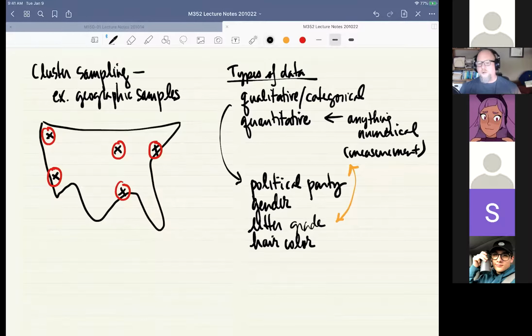Hair color would be a qualitative variable, a qualitative thing. Let's call these variables. Types of data, types of variables. Blood type. That's categorical or qualitative. Eye color.